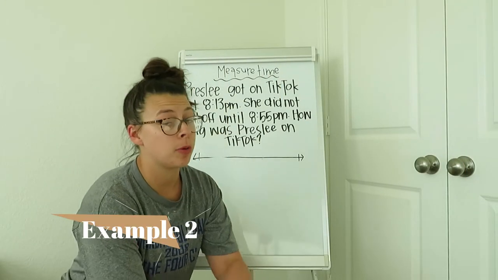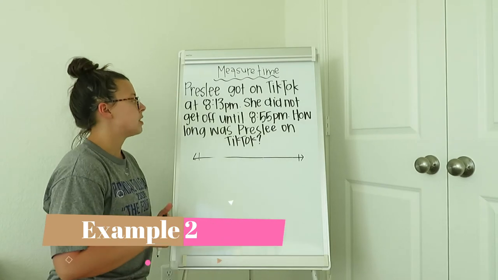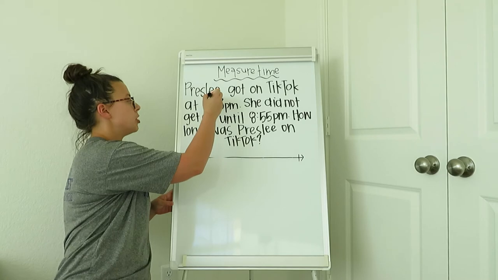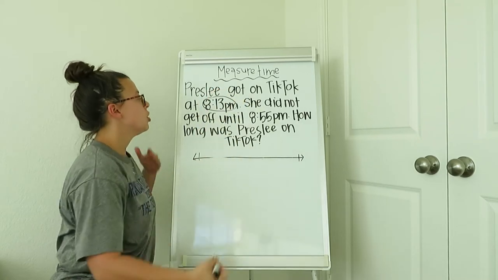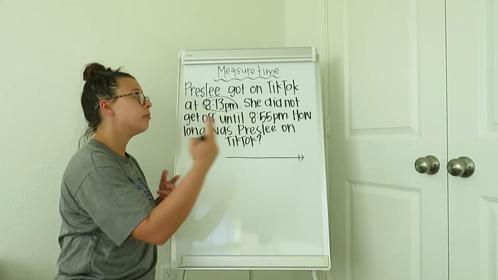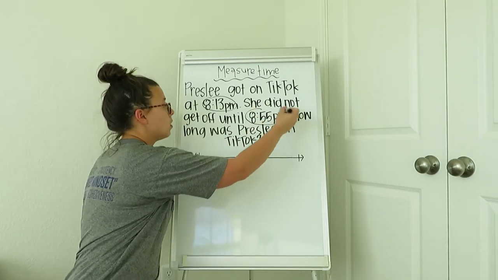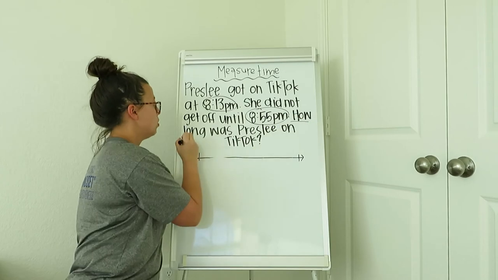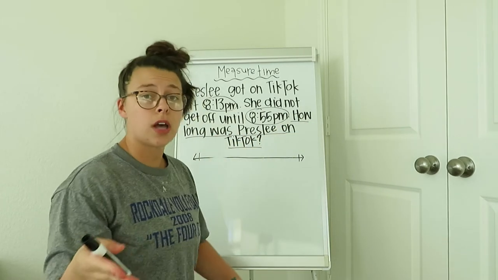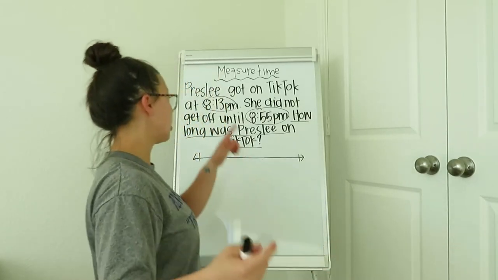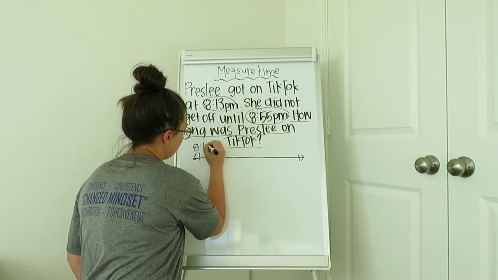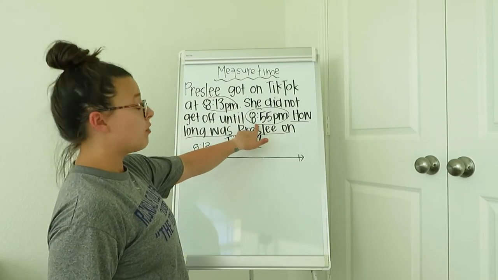All right, so our next problem. Presley got on TikTok at 8:13 p.m. What do you think is important? Probably the time she got on. She did not get off until 8:55 p.m. I already hear you, 8:55 p.m. How long was Presley on TikTok? So our start time is, what time did she get on, right? She got on at 8:13. And she didn't get off until 8:55.